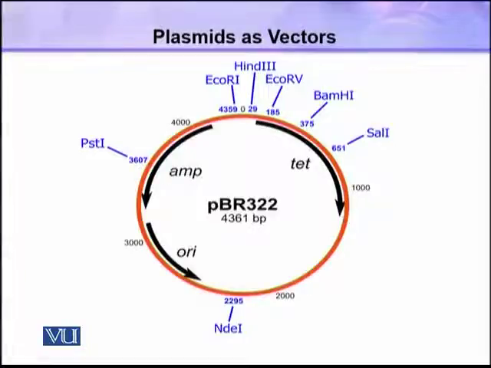So here you can see this is the origin of replication, and this is the ampicillin resistance, the antibiotic resistance portion, and this portion contains a number of restriction sites for different restriction enzymes such as EcoRI, HindIII, EcoRV, BamHI, etc. So this is pBR322.